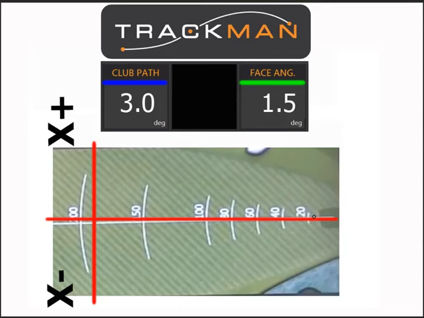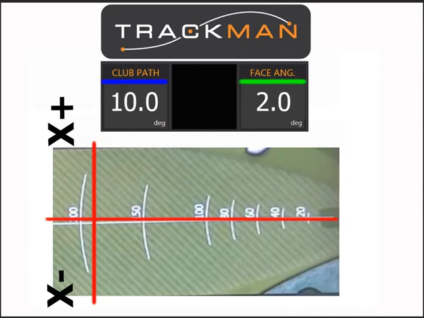On the other side we have +3 degrees, so the path is in to out, not cutting across it, but in to out. The face is pointing, the face is open to the target line. It's an open club face, but closed to the path. Differential between it is here. We know the ball starts where the face is pointed and curves away. How much? The differential between them. This is a nice tight draw.